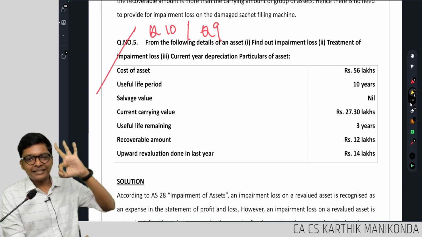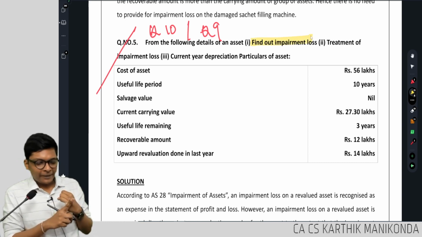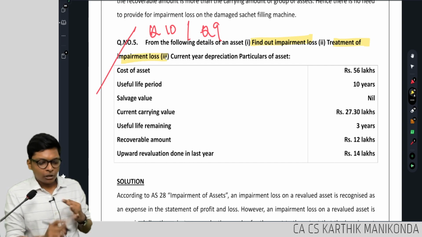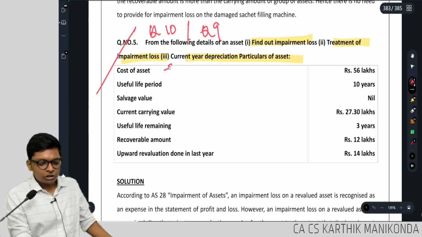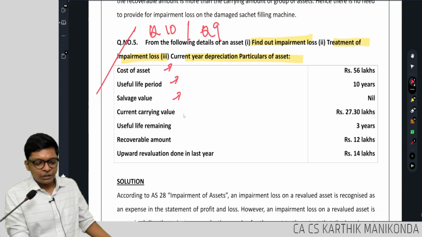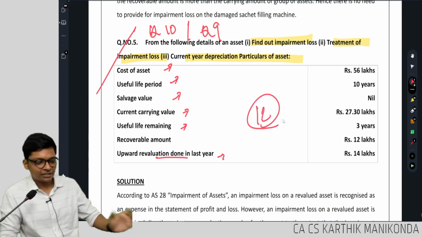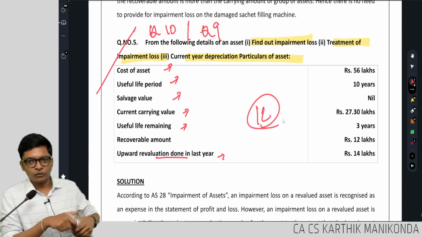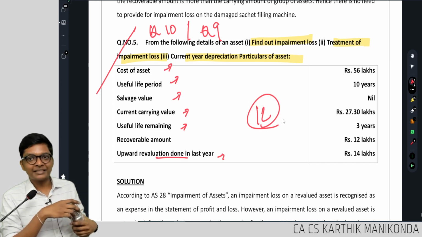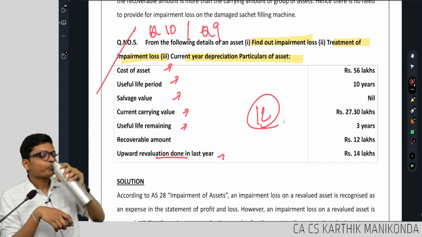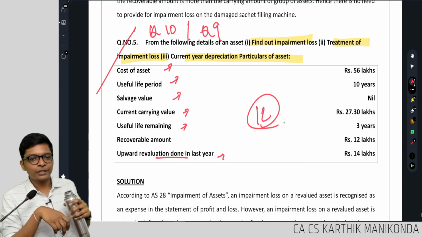Let me read. They are asking 3 things: find out impairment loss, treatment of impairment loss, and current year depreciation particulars for the asset. Details are fairly simple: cost of asset, useful life, salvage value, current carrying value, useful life remaining, recoverable amount, and upward revaluation done in the last year. First you find the impairment loss. Next we will do the rest. Can you find the impairment loss first? Don't bother about anything else. Quickly, I want you to try it, guys. Compute the 3 things. If something is not there, you can take it as 0. Nothing will happen.